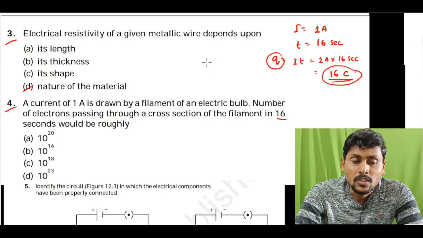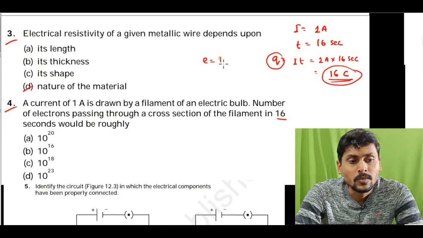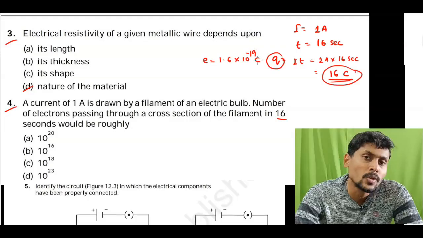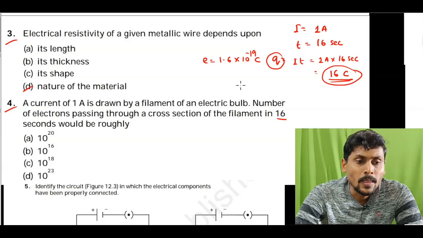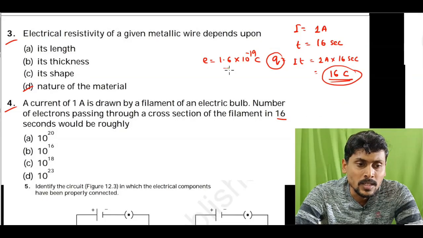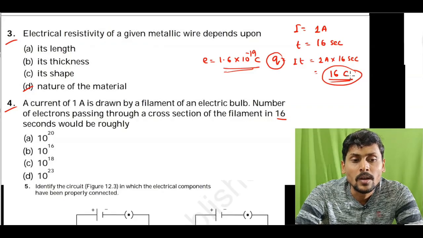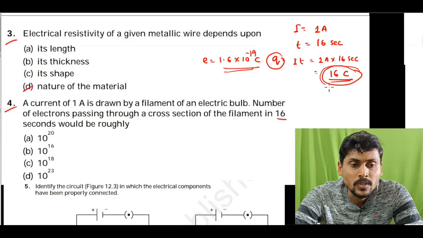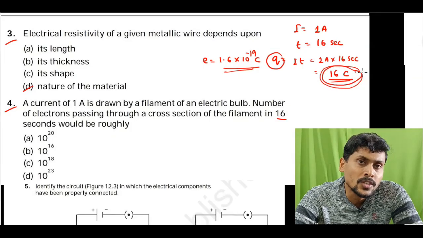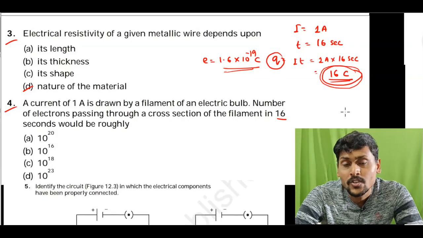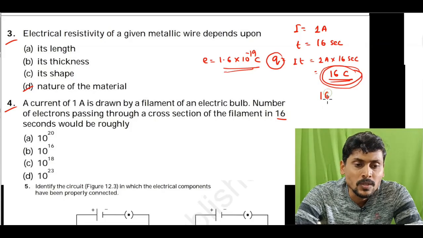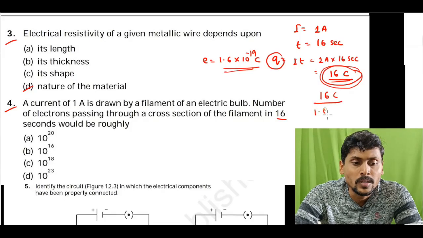We know that the charge of one electron is e equal to 1.6 into 10 to the power minus 19 coulomb. This is the magnitude of the charge of an electron. So one electron has this much charge. In this question, we calculated that 16 coulomb of charge is flowing through the filament in 16 seconds. So how many electrons will constitute 16 coulomb of charge? Simply divide them. So 16 coulomb divided by 1.6 into 10 to the power minus 19.